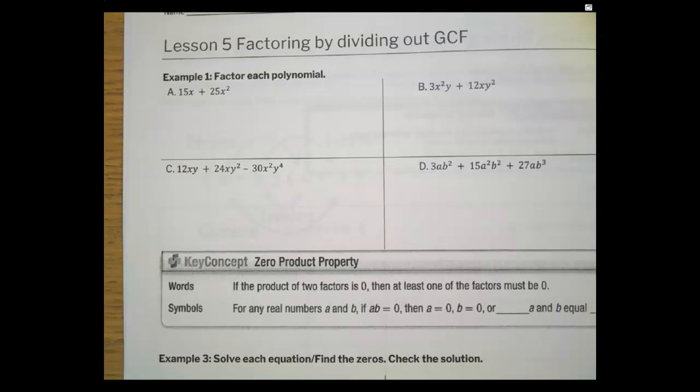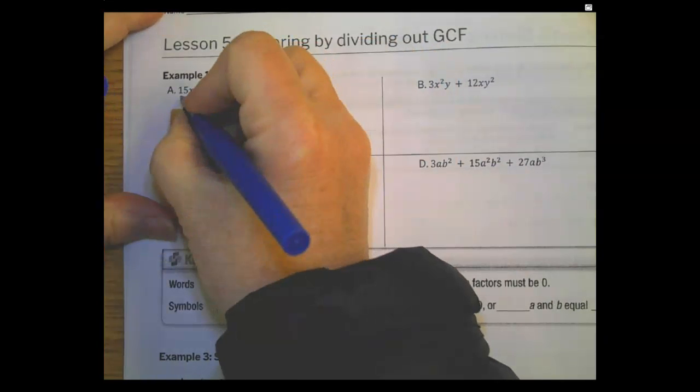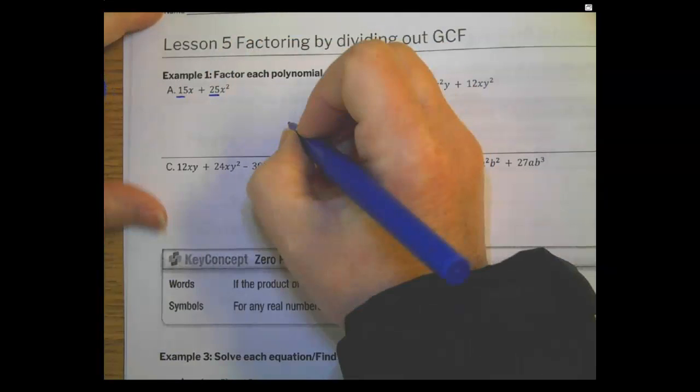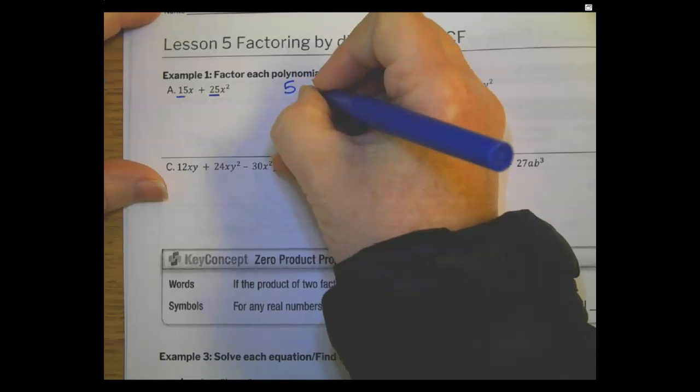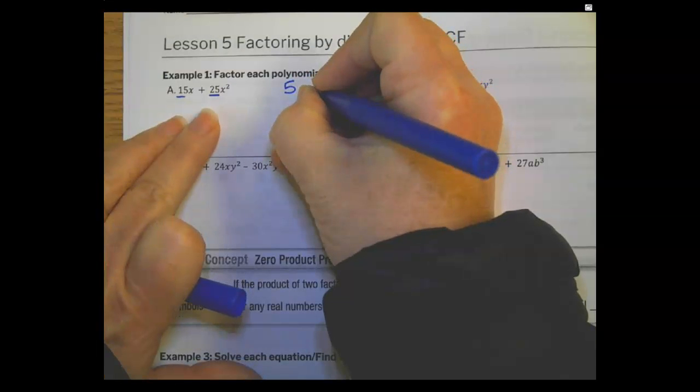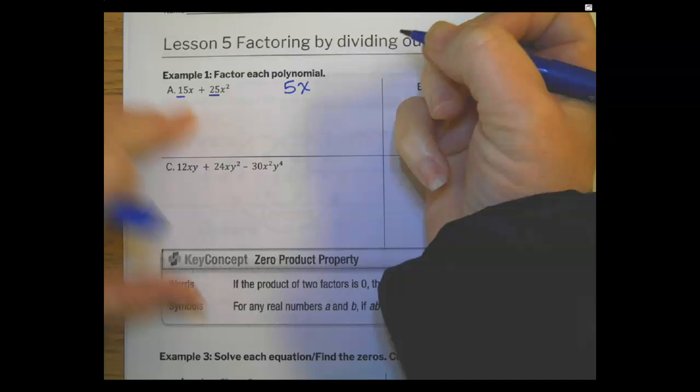So basically what it's saying, what is this GCF? So look at the numbers. What is the greatest common factor between these two? Hopefully you know it's 5. So you have a number. And how about the variables? What do they have in common? So I would say 5x.